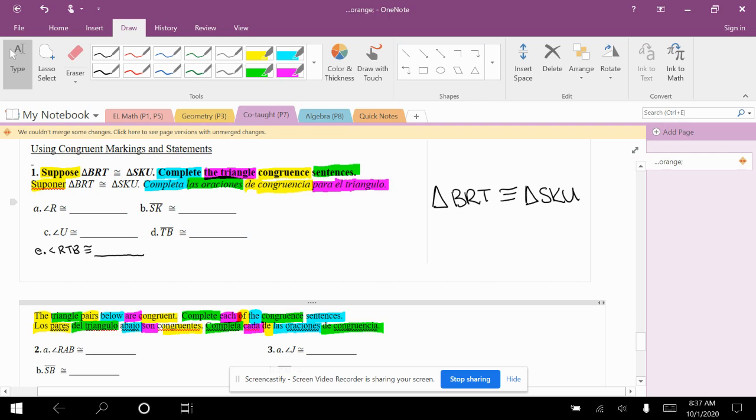In this video, we are using congruent markings and statements. Number 1, suppose triangle BRT is congruent to triangle SKU. Complete the triangle congruent sentences.